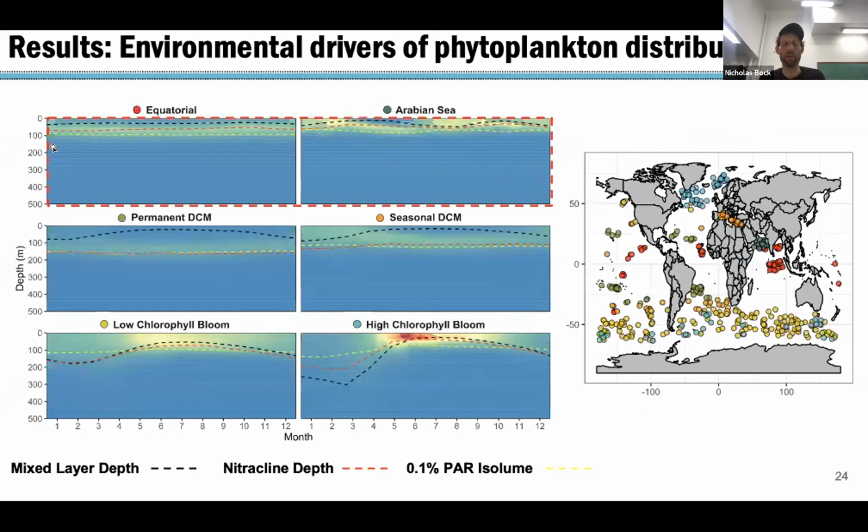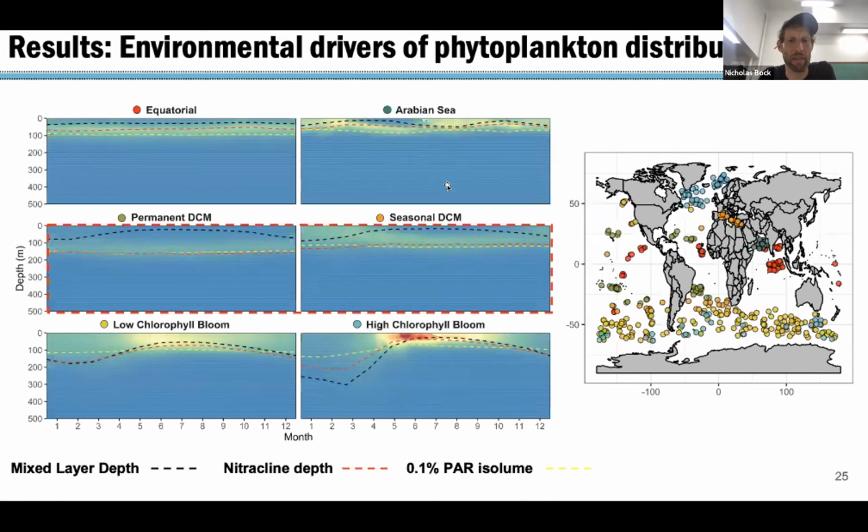So a few takeaways from these results were that the equatorial and Arabian Sea biomes are both characterized by really high light levels at the depth of the nitrocline and nitroclines with really steep slopes. And this is reflected in part by the 0.1% PAR isopleth being more or less permanently situated well beneath the nitrocline in both of those biomes.